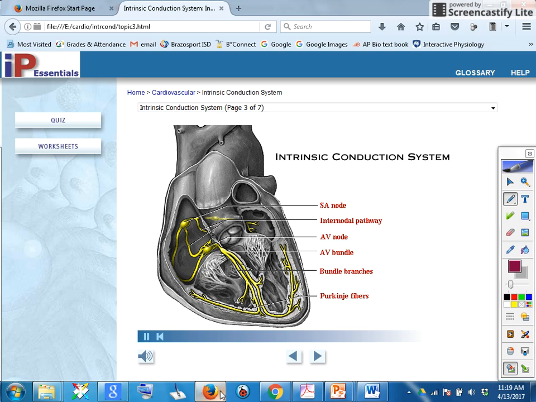This video is going to describe the intrinsic conduction pathway of the heart. We're going to talk about the pacemaker. We're going to talk about the EKG and hopefully get to some abnormal EKG readings. So here you have the image. I believe you received this image. It's already labeled for you.